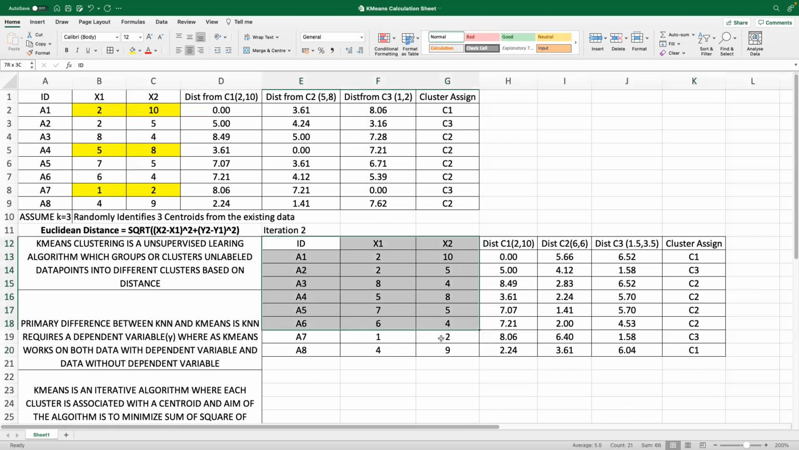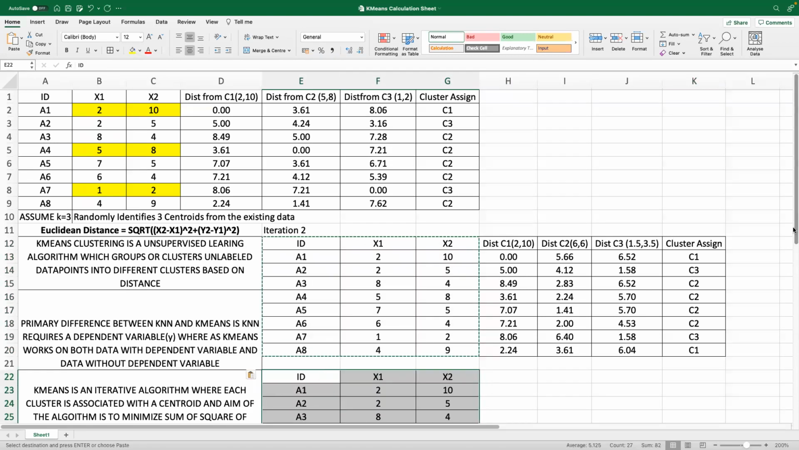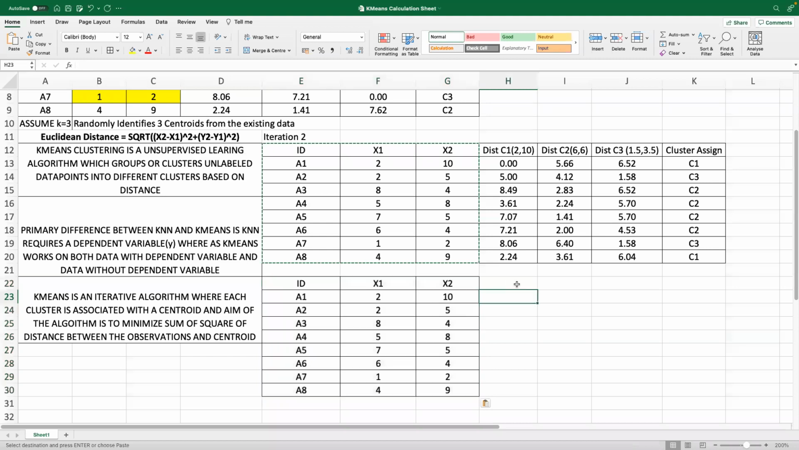So I'll copy these data points, Control C, Control V. So the distance for C1 will change. We have two C1s now, the first one and the last one. So the average is 3, comma, the first one and the last one, which is 9.5. So the centroid for cluster 1 has changed.